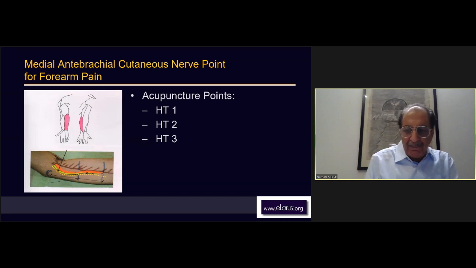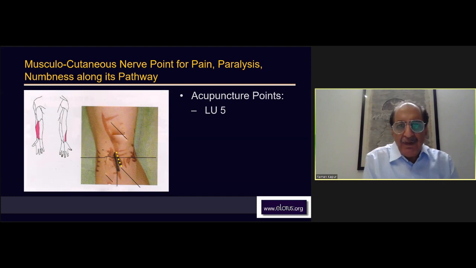Then we come to the musculocutaneous nerve point for pain, paralysis, and numbness along its pathway. So if you see the figure on the left-hand side of the screen, you can see the area where exactly the patient is complaining of the pain or if he has got any numbness. And on the right-hand side, the acupuncture point which we will be pricking will be mainly lung 5, but in addition to that lung 5, you will also be pricking a zone, and that zone is shown with the yellow dots. So you'll be pricking exactly at lung 5, plus you'll be pricking along that zone.